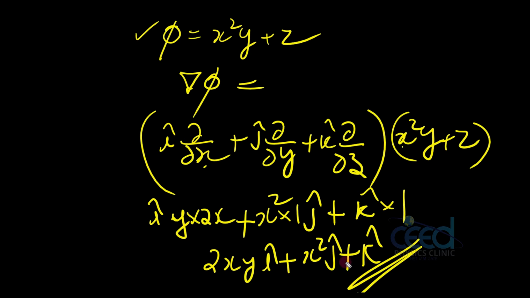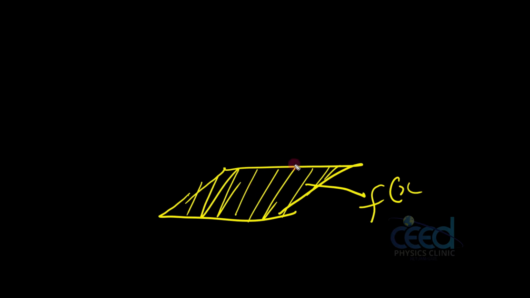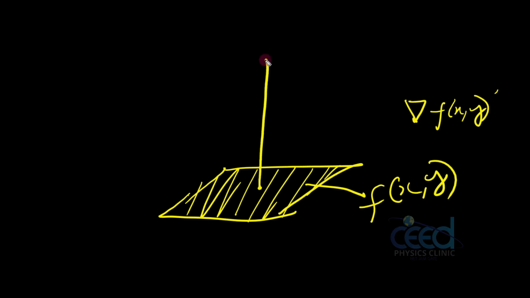Now as we have studied, this gradient phi is the maximum direction. If you have a surface represented by a two-dimensional f of xy, what is the direction of gradient of f of xy? That is very important. It is directed like this. Gradient phi, so that you keep in your mind.